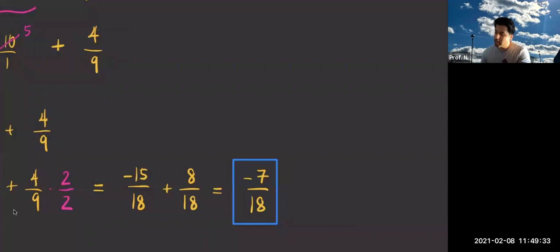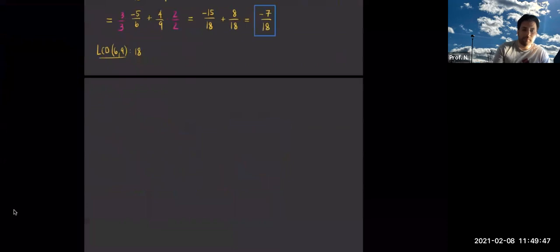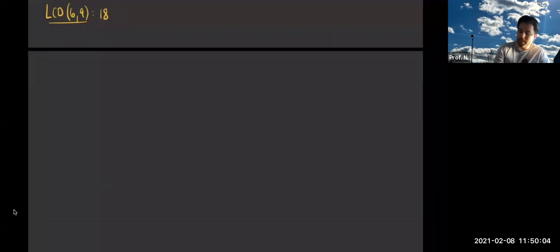Okay? Do we feel much better with fractions now? I hope a little bit more. Okay, so that's how we deal with operations on integers and rational numbers. So now we're gonna try to talk a bit more about solving equations. In particular, solving what they call first degree equations.